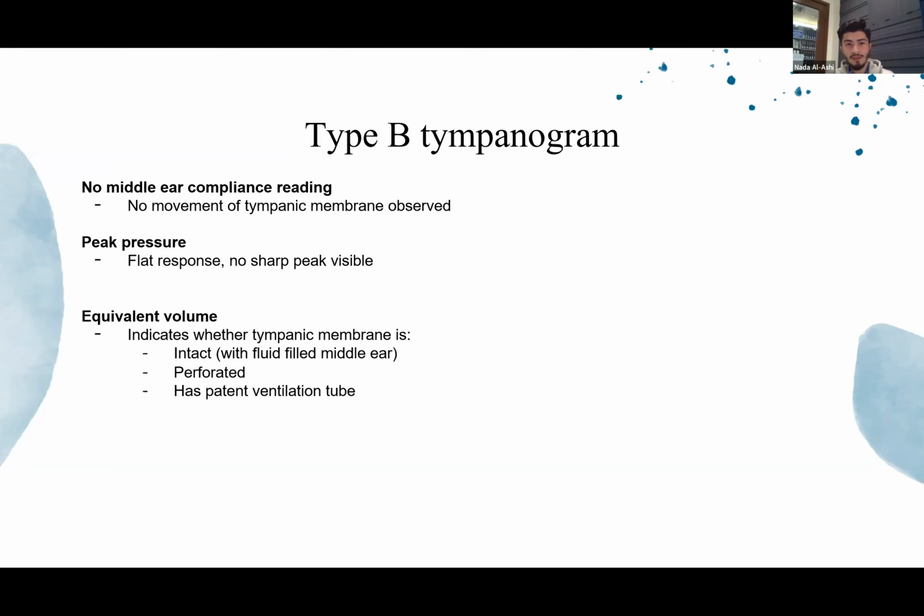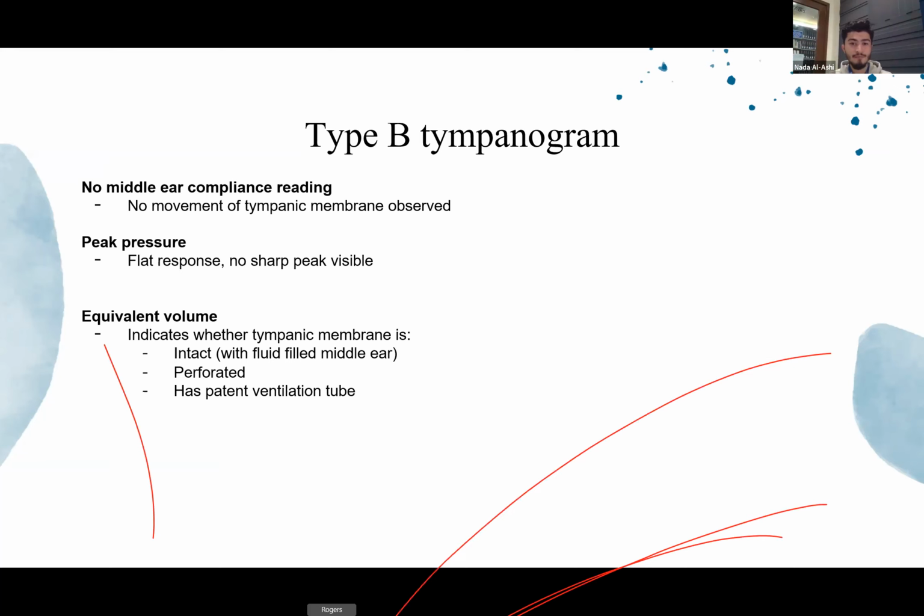So with type B tympanogram, the equivalent volume is a key indicator, and we use that all the time. And this can help us indicate whether the tympanic membrane is intact, whether there is fluid behind the eardrum, whether there is a perforation, so a hole within the eardrum, or if there is a patent ventilation tube. So a ventilation tube is like a little rubber with a hole in the middle, which they put in the eardrum, and this just allows air to bypass and go through the middle ear and for any fluid to come out. But next week in the Pathologies lecture, they will go through that with you.